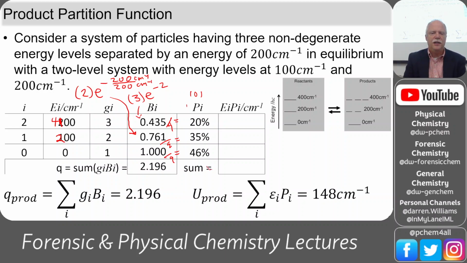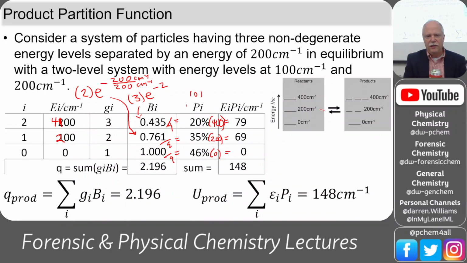Now, how much energy does each of those states deliver to the whole, like the average? So we have 20% at 400 wave numbers. So this one times 400 equals 79 wave numbers for that. This one times 200 gives us 69 wave numbers. And then 46% times 0, that one's easy to do, equals 0. So we sum those and we get 148 wave numbers of energy. So that's our average energy on the right.